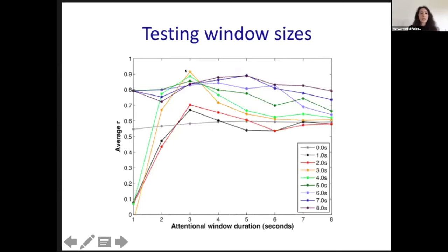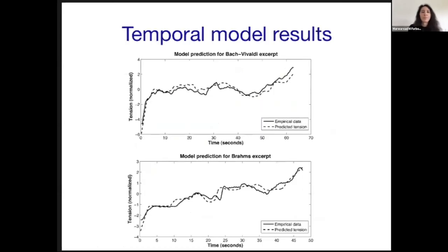And in fact, I have found that the 3-second memory window is really optimal in all cases across the board, regardless of the features that are used. It just seems to come up over and over again, this 3-second memory window.